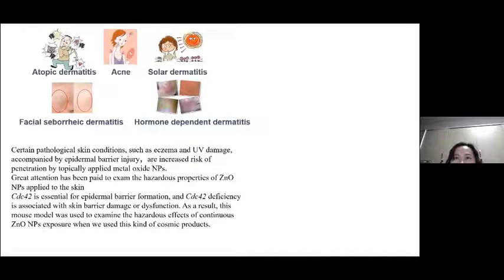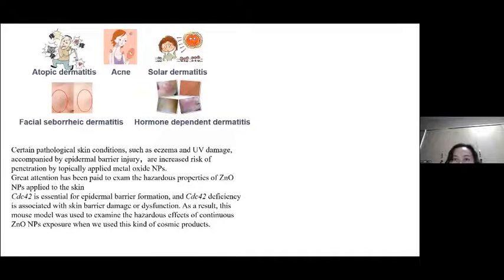And in our daily life, there are many kinds of skin diseases, such as atopic dermatitis, acne, etc. Now great attention has been paid to examining the hazardous properties of zinc oxide nanoparticles when applied to the skin. So we want to know what happens to skin with these diseases when it is exposed to zinc oxide nanoparticles.